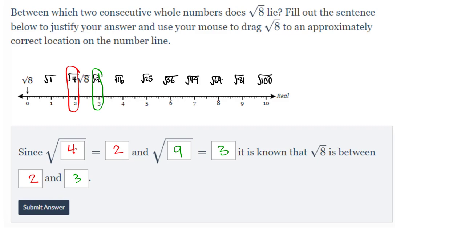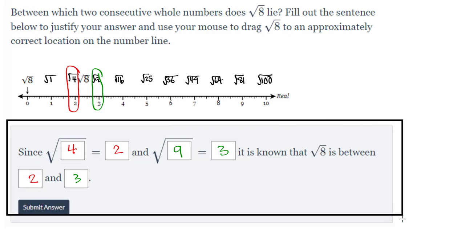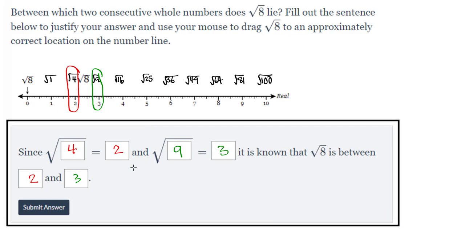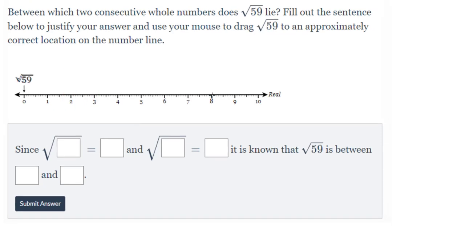And before you move on to the next question, this is what I want you to write on your sheet of paper as far as appropriate work. All right, let's go on. Let's try a different number. I'm going to pause the video and recreate the number line, but you should have yours from the prior video.